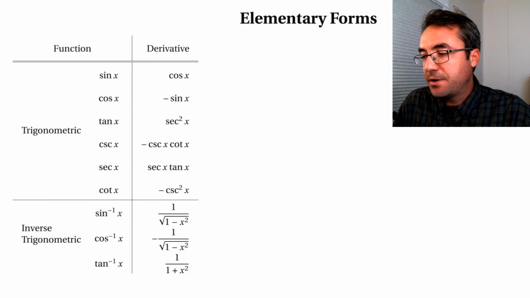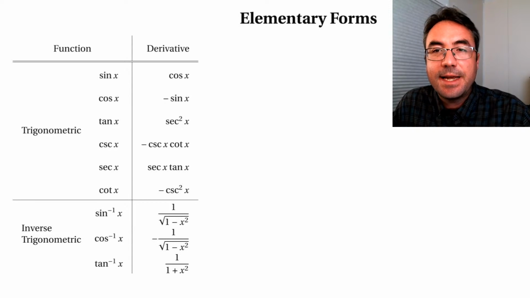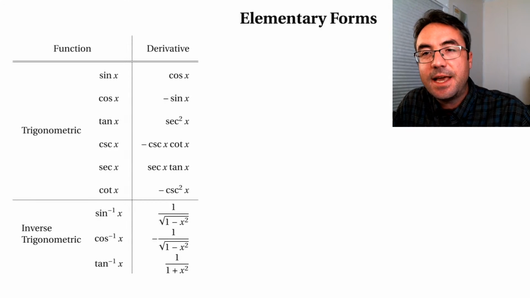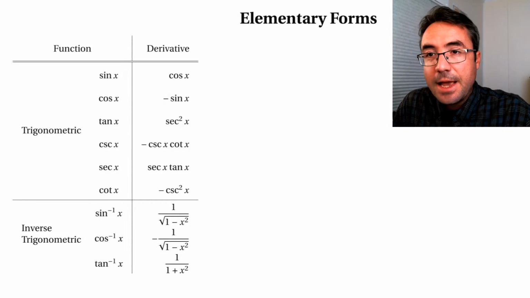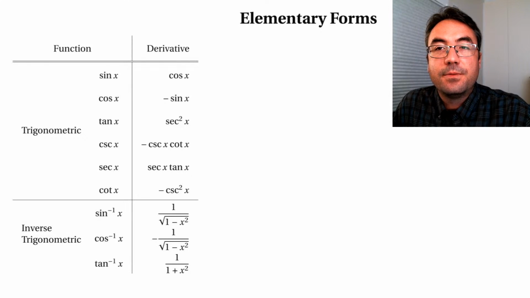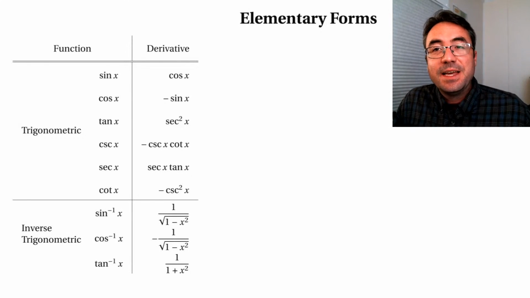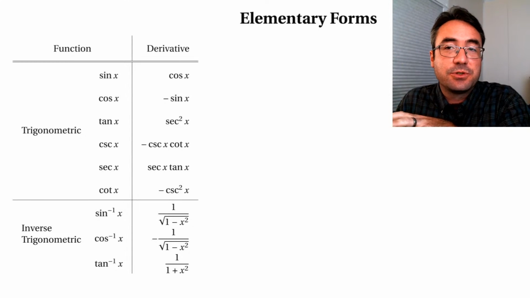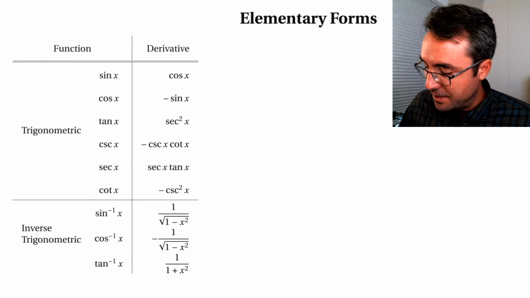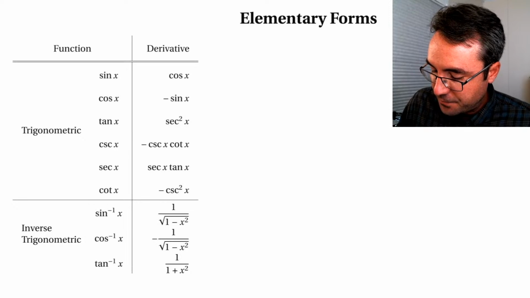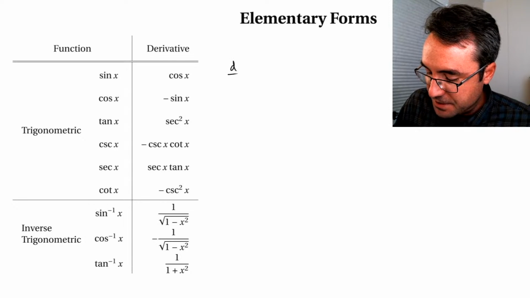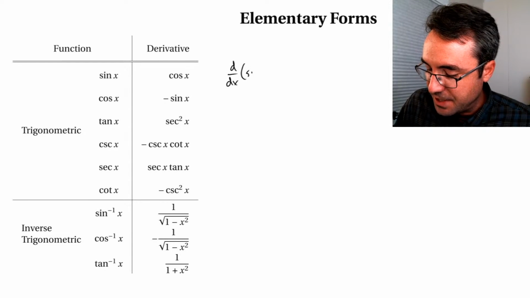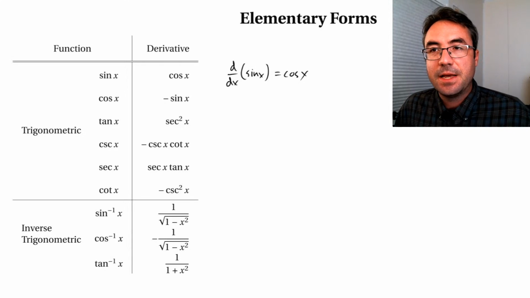So we have our 6 trig functions: sine, cosine, tan, cosecant, secant, and cotangent. And then that's the first column. In the second column, we have their actual derivatives. So like if we were to read the first entry here, what this is telling us is that the derivative of sine x is equal to cosine x. Derivative of cosine x is equal to negative sine x.